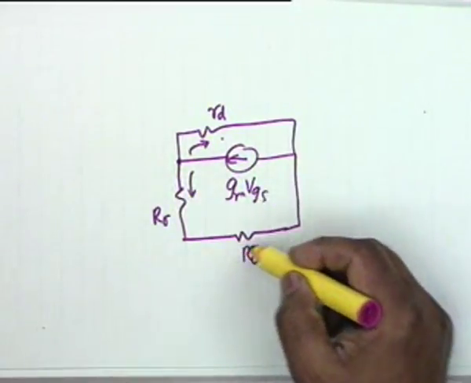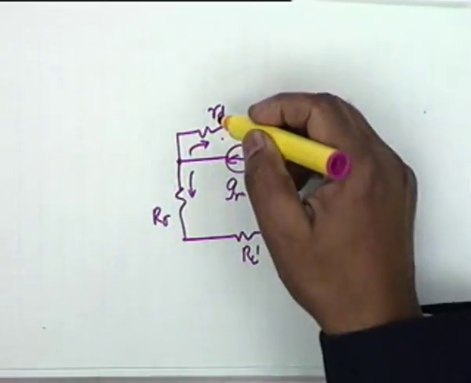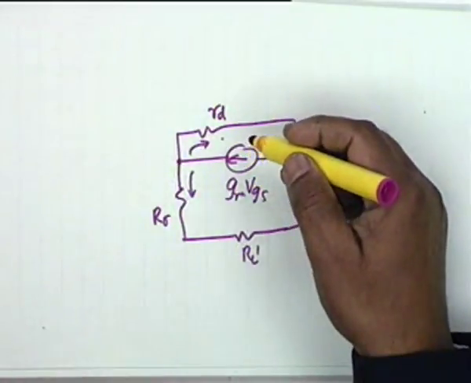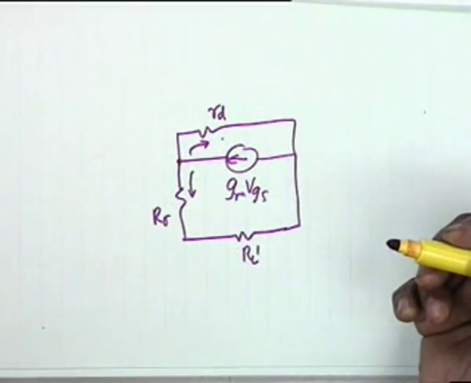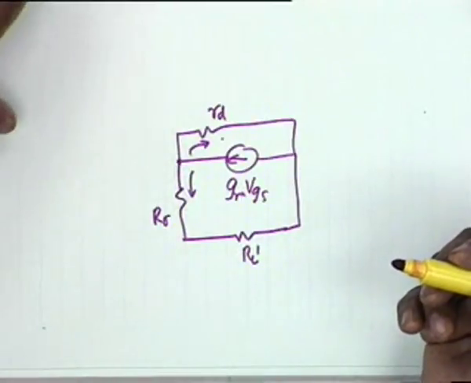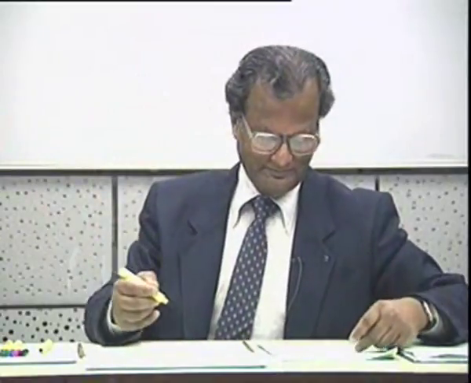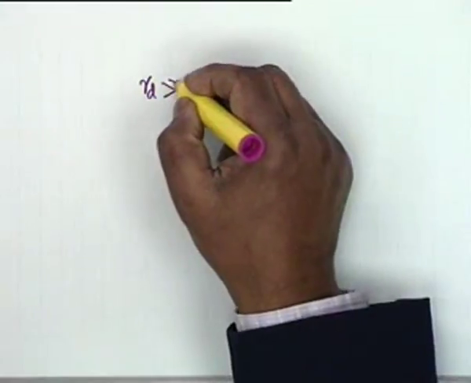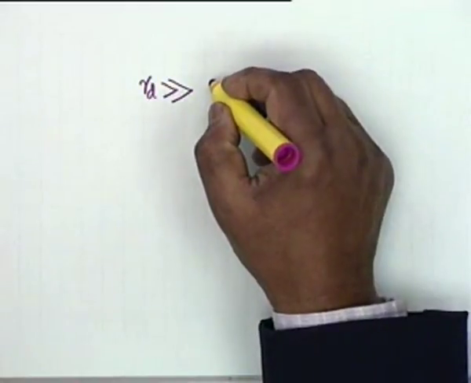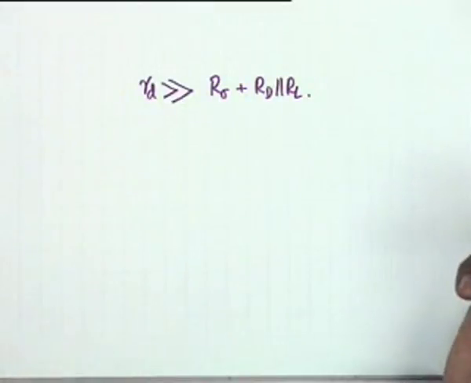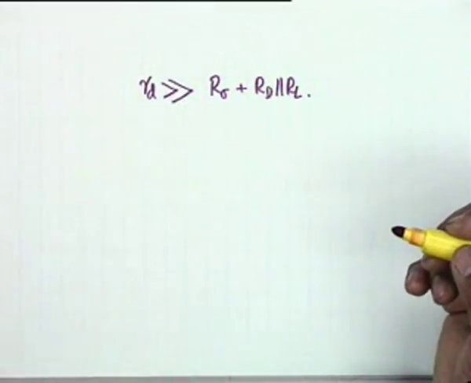Now, if this path was very low resistance as compared to small rd, we could have ignored small rd. But the current now divides approximately 1 is to 5. So we cannot ignore rd, but we will make our calculation excluding rd and leave the rd effect to you. So we assume that rd is much greater than R sigma plus RD parallel RL. We derive our formula by assuming this.